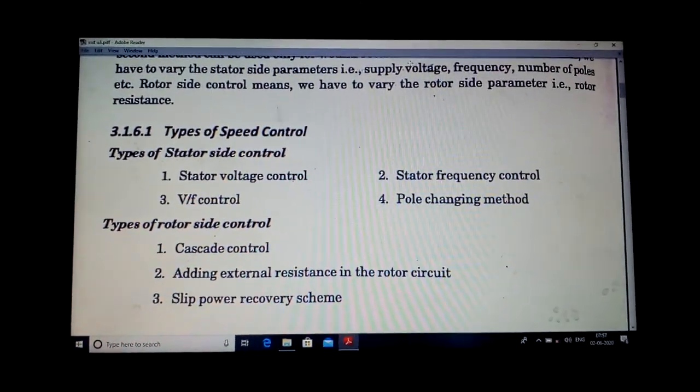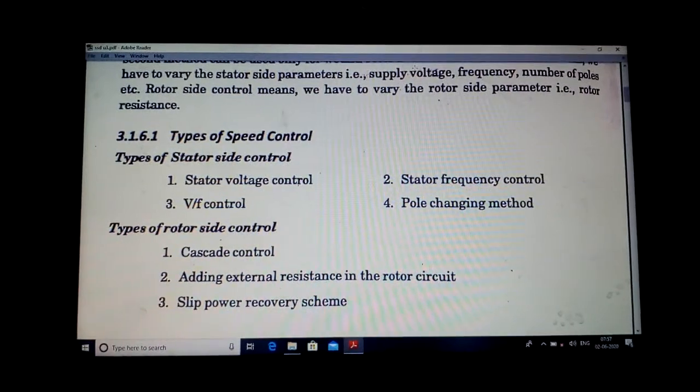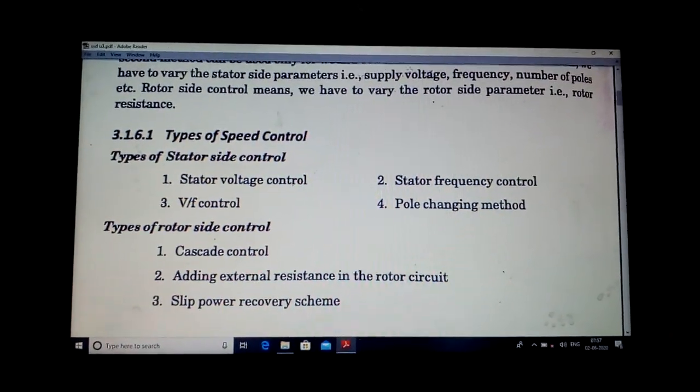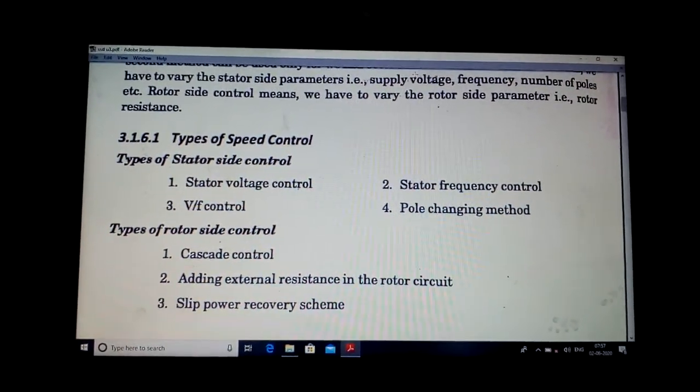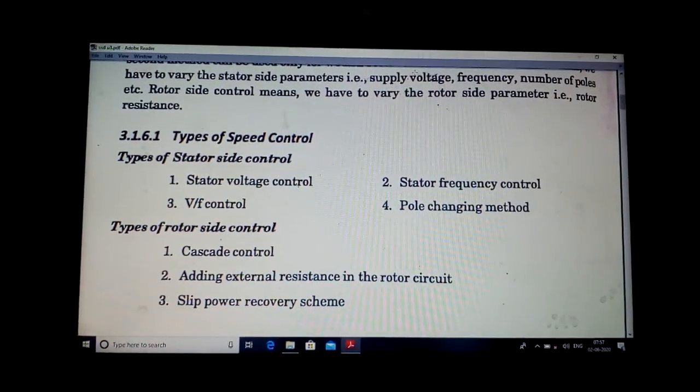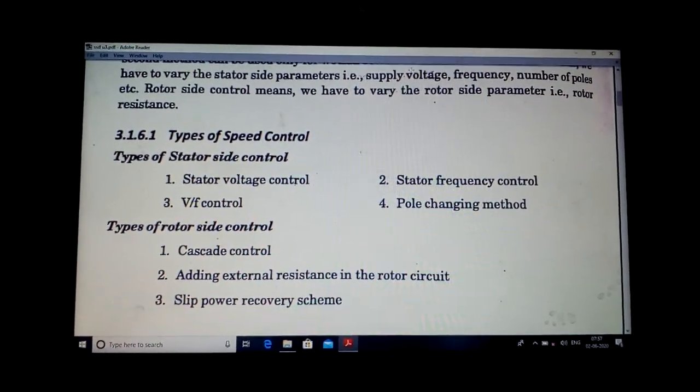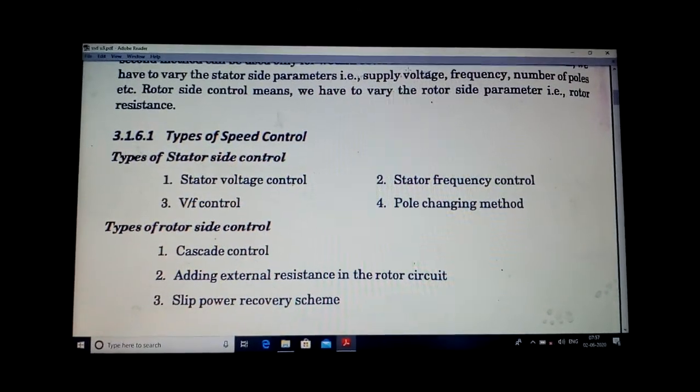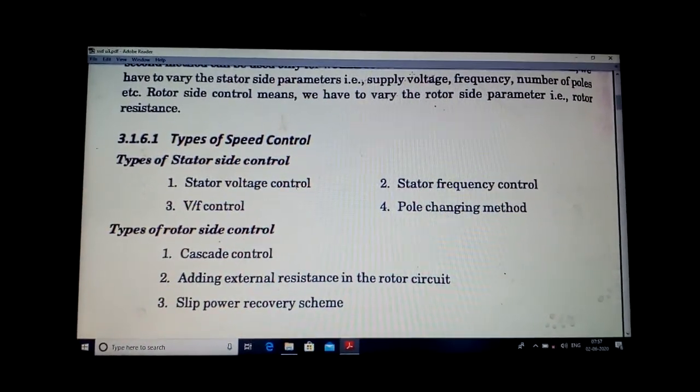Good morning, students. Today we are going to see the subject of solid state drives. In Unit 3, we are going to see the speed control of induction motor drive.